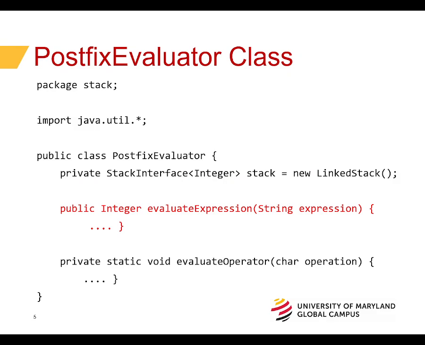This class will have two methods. The method evaluateExpression is a public method. It is the one that will be called from outside the class. In our case, it is called from the PostfixGUI class. It is given a string containing the expression and returns its value. The method evaluateOperator is declared private since it is intended only to be called by the public method. It is provided the operator that is to be evaluated.